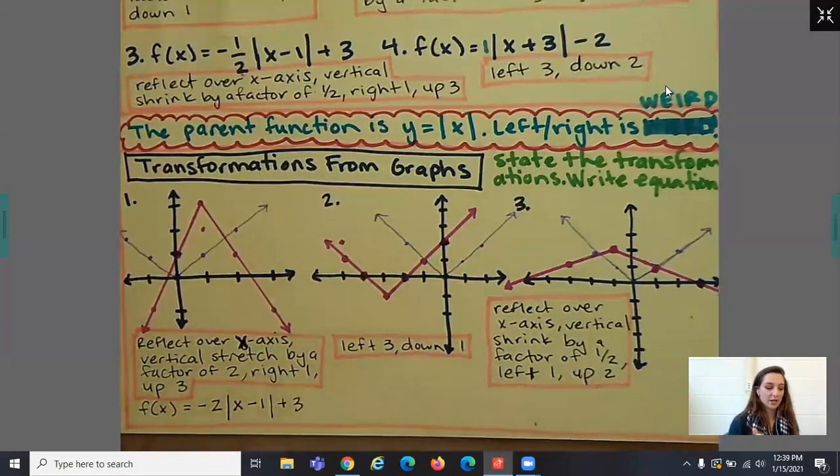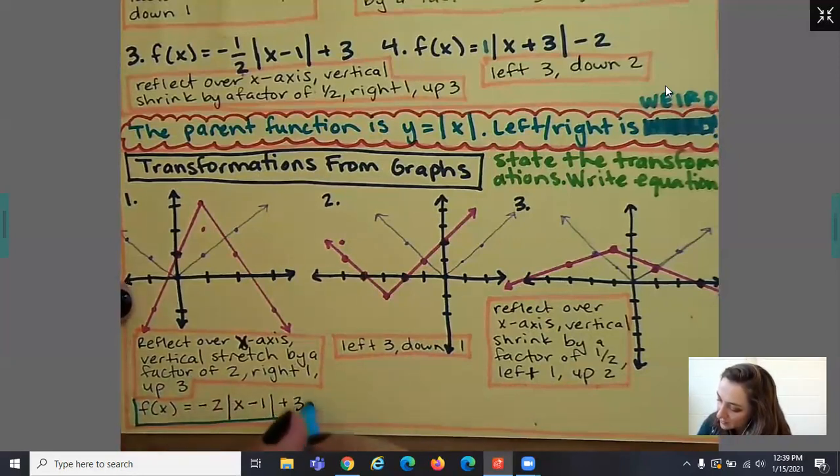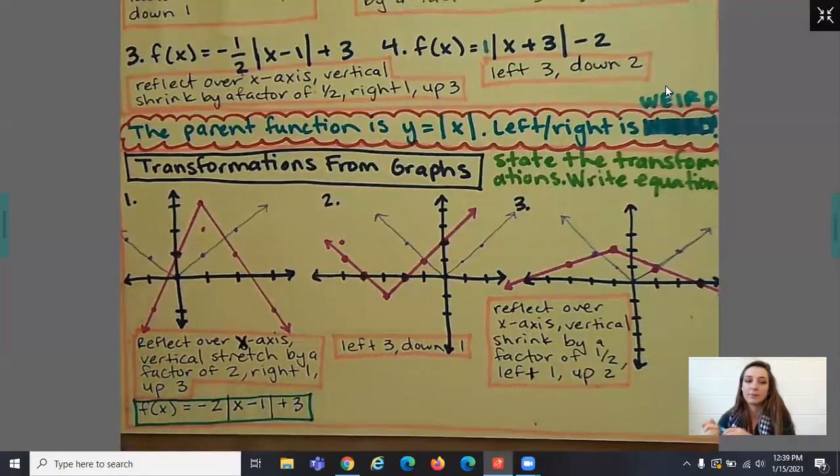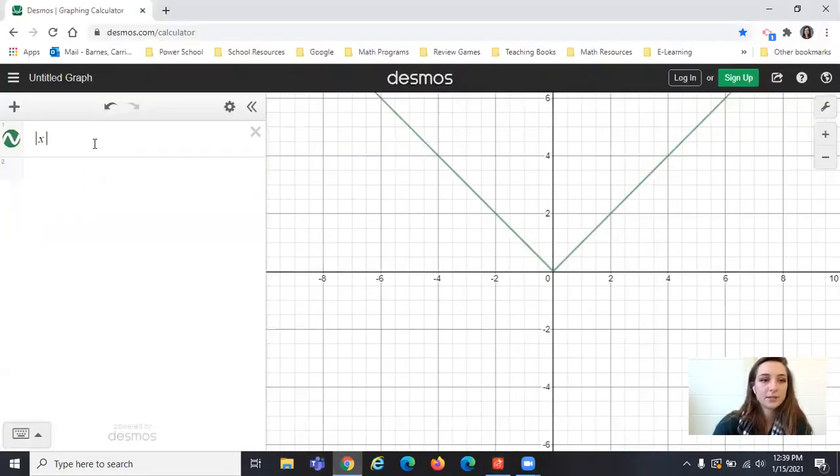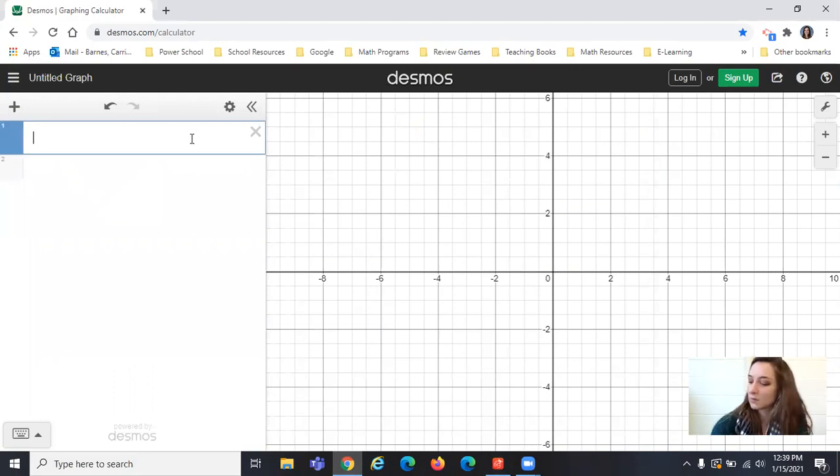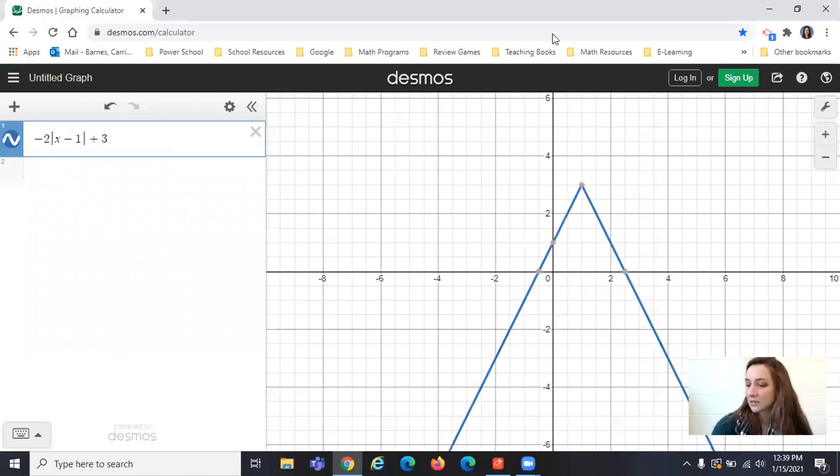All right, so let's check our work with this one. We're going to type this in and see if it gives us the exact same equation that we had on our paper. So let's go to Desmos. And we're going to type in -2, absolute value of x minus 1 plus 3. Okay, and you can see that the vertex is here at 1, 3. That's exactly the same as on our paper.